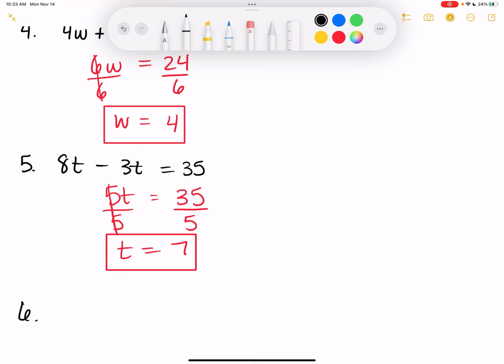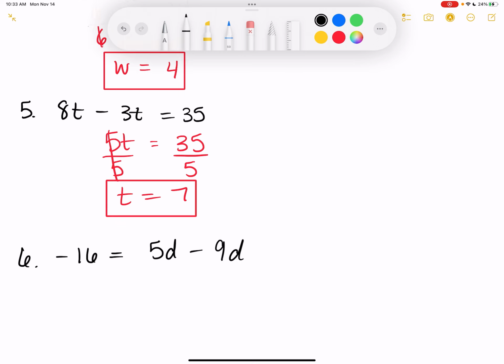All right, number 6. Negative 16 equals 5d minus 9d. Negative 4. Yeah, so it's going to be negative, so the 9 is bigger. So negative 16 equals negative 4d.